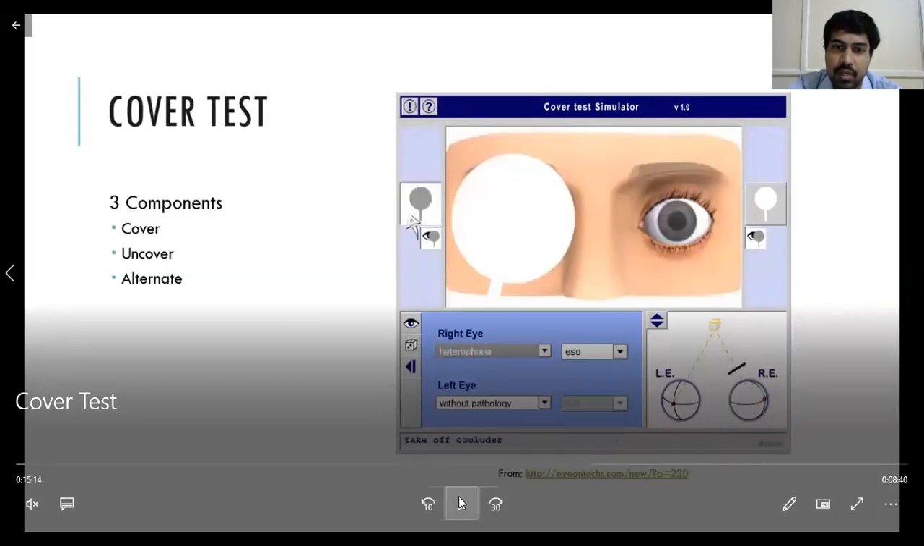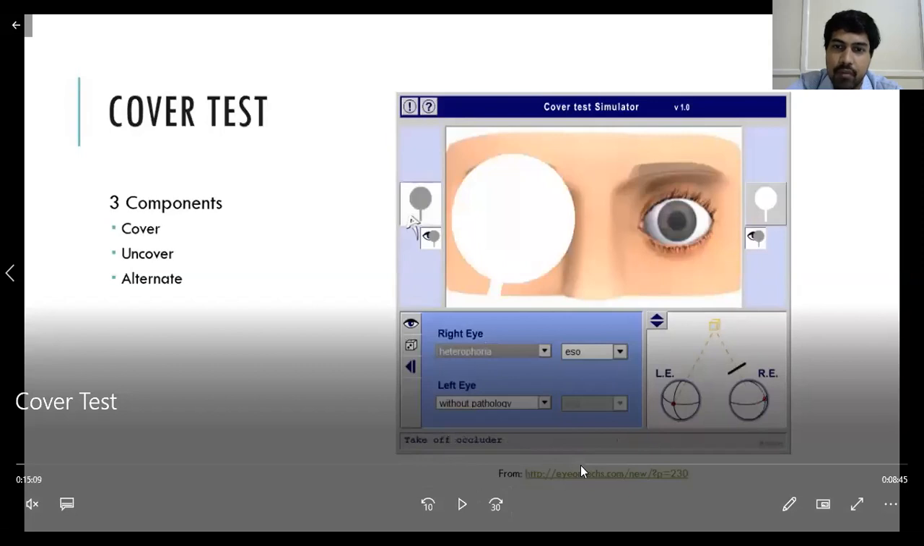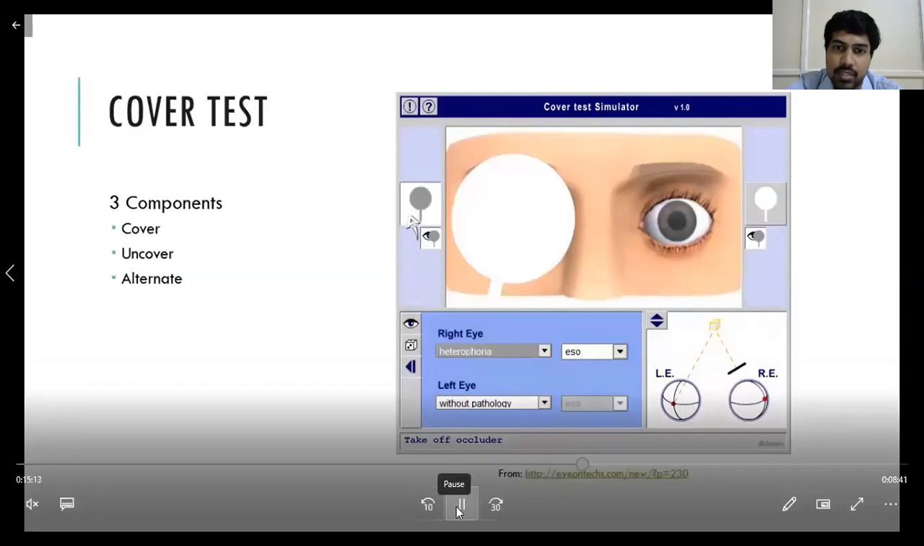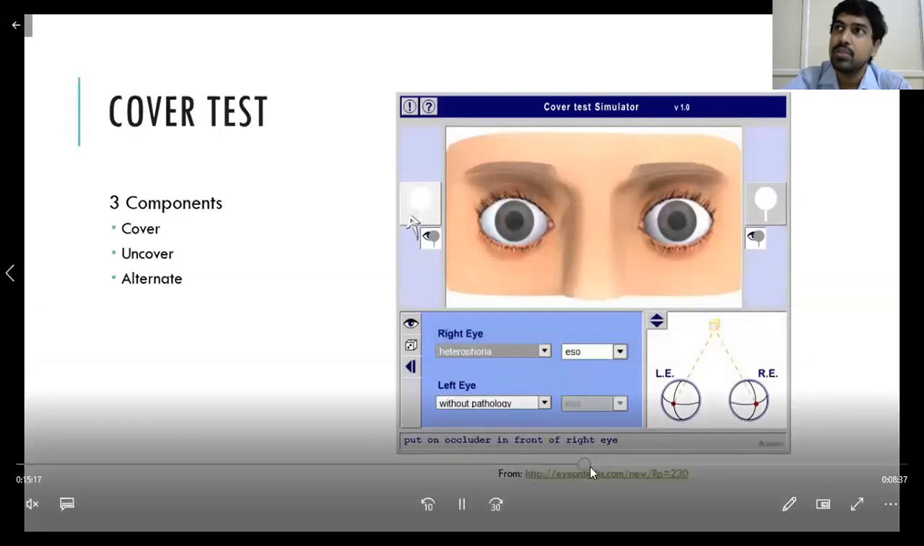So that is known as the uncover test. Initially you are thinking that both eyes are looking straight. Now you keep a cover, and as soon as you remove the cover, you see the eyeball deviate from inside to outside. This is known as heterophoria, a latent squint. Latent squint means both eyeballs appear as if they are looking straight, but only when you remove the cover does the eyeball move outside. That is heterophoria.